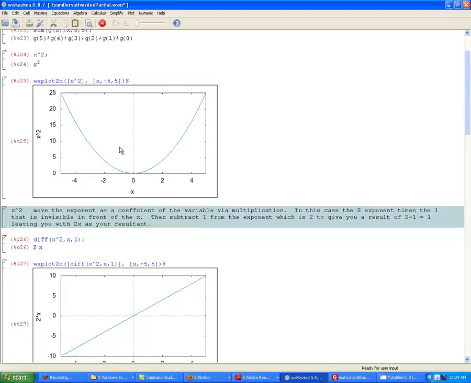I mean, so that makes it easier to write it. So it becomes 2x. And check it out. If I take x squared and do the derivative of that, it's going to give me 2x. That's it. It's that simple.